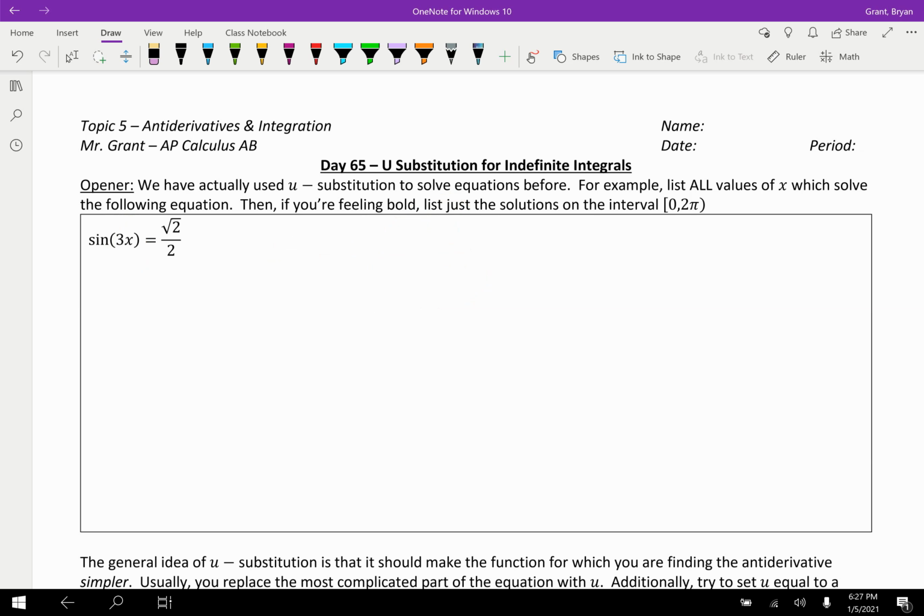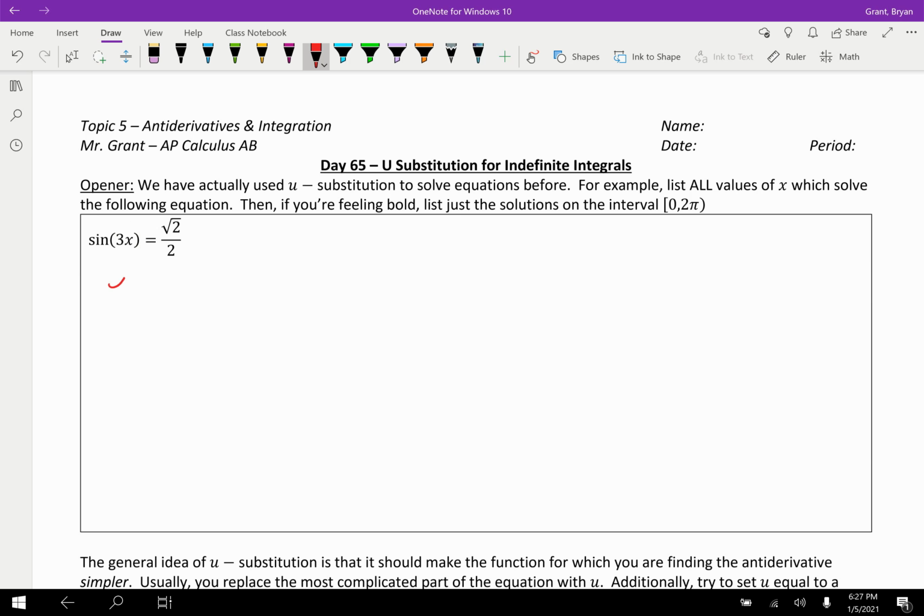Okay, hopefully you had some idea of where to start. If you didn't, that's okay. But here's what we're going to do. The trickiest part of this problem is the 3x that's inside of sine. So what I'm going to do is temporarily replace that 3x with something more simple. The point of a U-substitution is to take a complicated expression and make it more simple. So in this case, what I'm going to do is state what my U-substitution will be.